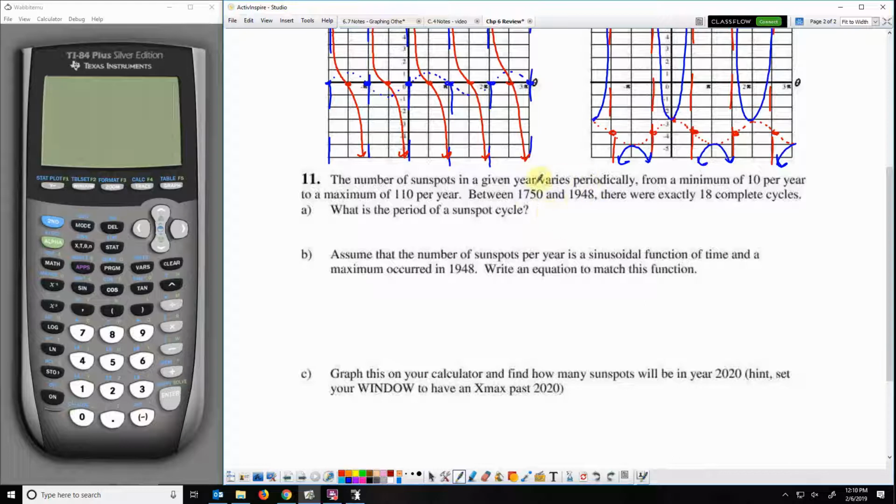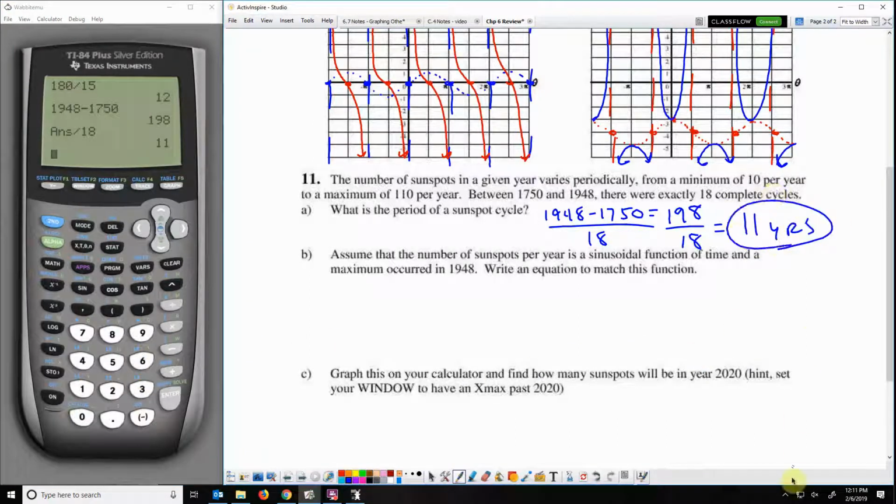Okay, so we need to know how many years this represents right here. So 1948 minus 1750. That's a total of 198 years. And I need to divide that by 18, because in those 198 years, there were 18 cycles. So that is 11 years for a period. Okay? So there's one cycle every 11 years.